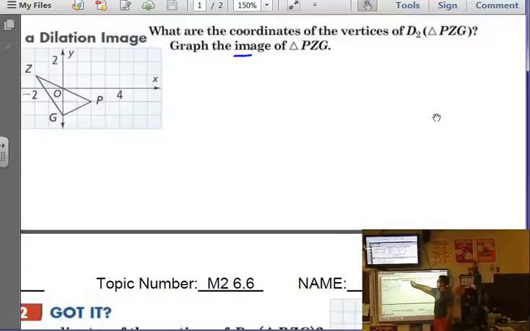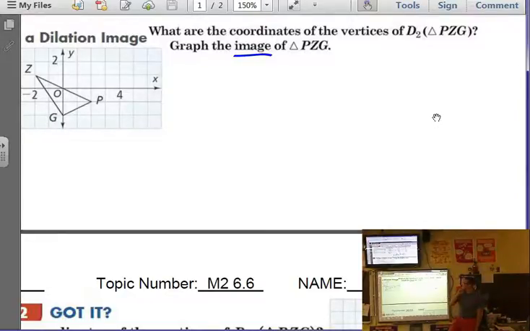So remember, the image is after we do whatever we do. So we have to dilate by 2. Yeah, question? When you say dilate by a factor of 2, do you mean multiply it? Yeah. So dilations can only work through multiplication. So you're either multiplying by an integer or a fraction. If it's bigger than 1, it's an enlargement. Less than 1, it's a reduction.